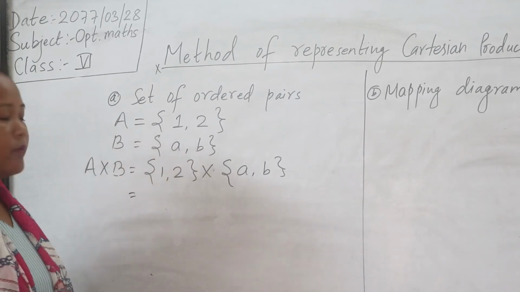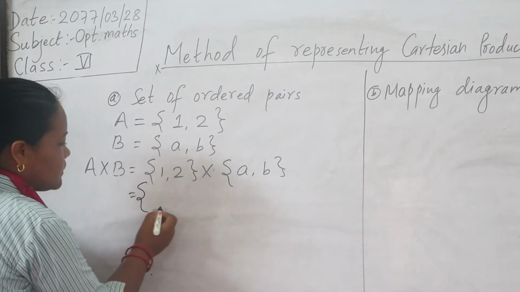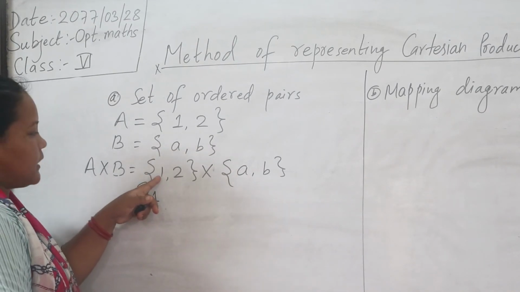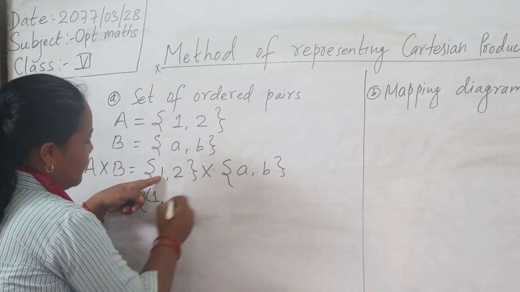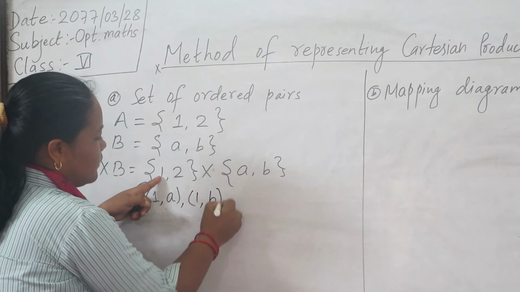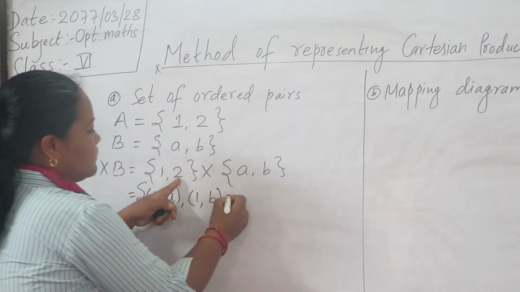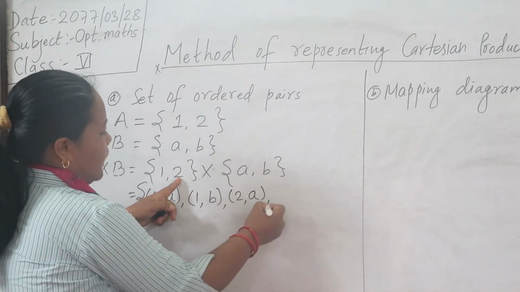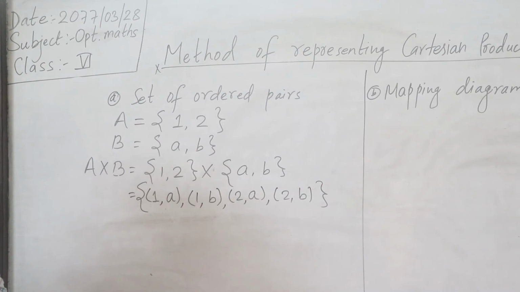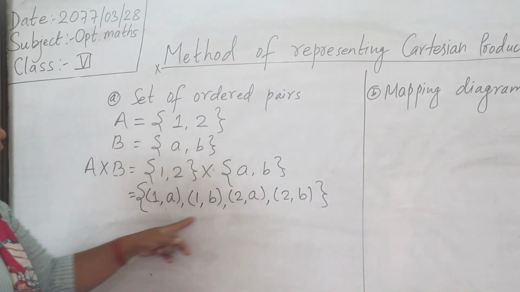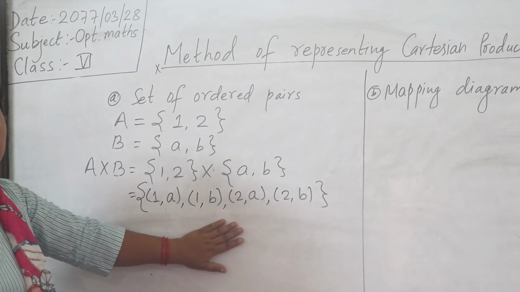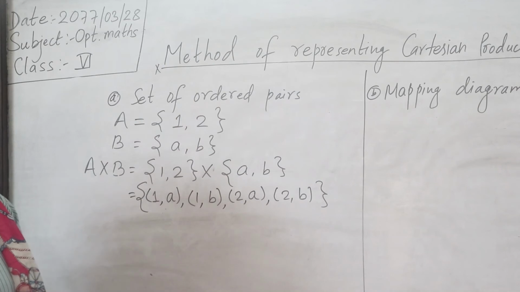Okay, let's make the ordered pairs from sets A and B. The first element from set A, 1, and the second from set B: 1, A, and again 1, B. And next, 2, A, and 2, B. This is the set of all the possible ordered pairs, and this is called the Cartesian product of A and B. By this we can represent the Cartesian product in the form of a set of ordered pairs.